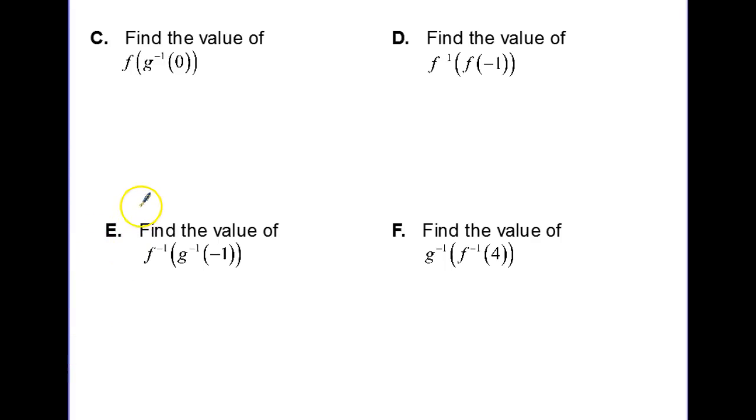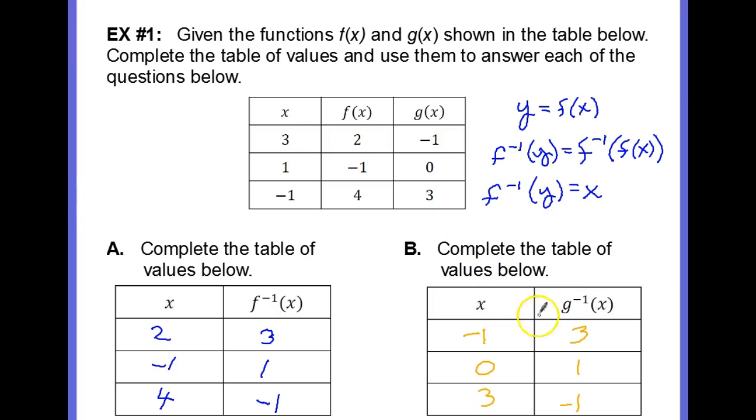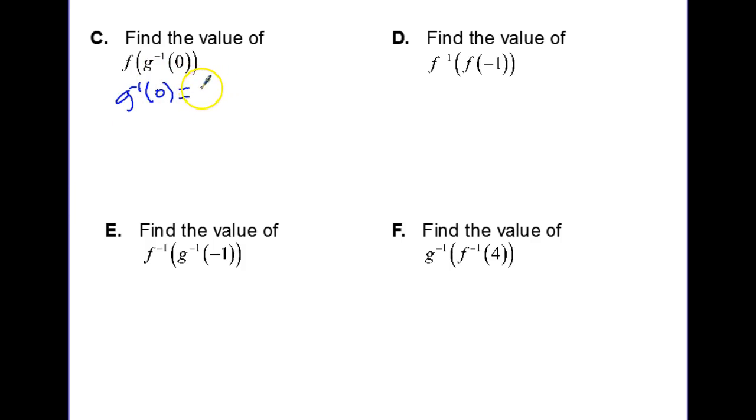Let's look at the other parts to example 1, parts C through F. In part C, they've asked us to find the value of f of g inverse of 0. So I really want to start by finding g inverse of 0. So g inverse of 0 is equal to, and we have to look back to part B. And we see in part B that g inverse of 0 was 1, and so g inverse of 0 is 1. And since I'm looking for f of g inverse of 0, that's going to be f of 1.